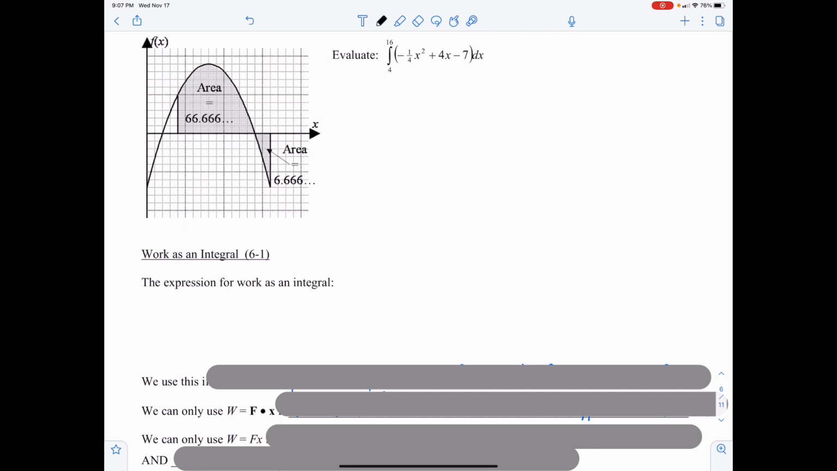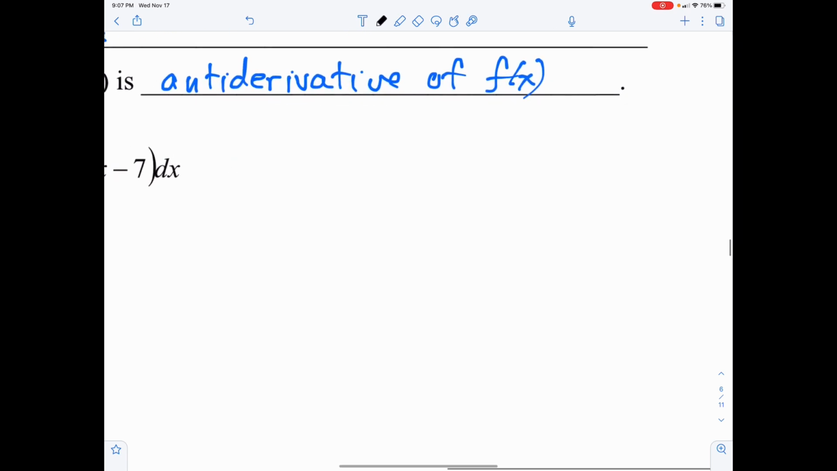If we want to evaluate the integral of negative 1/4 x squared plus 4x minus 7 from 4 to 16, we're going to need to use what's called the general power rule formula for integration. Let me remind you what that is. The general power rule states that if we have an integral going from a to b of some function f of x dx, and that function is x to the n power, meaning some polynomial, then this gets evaluated.